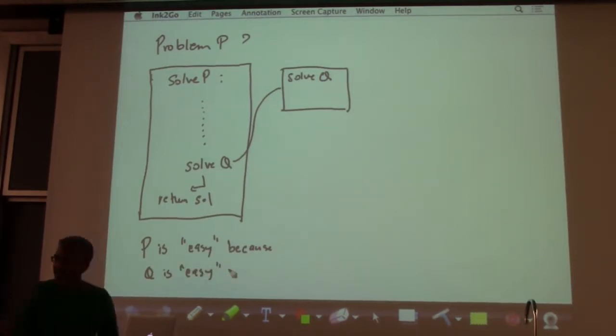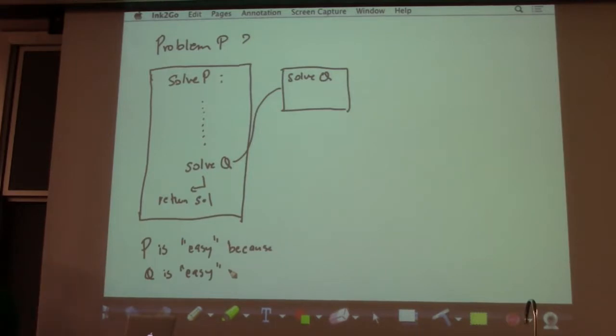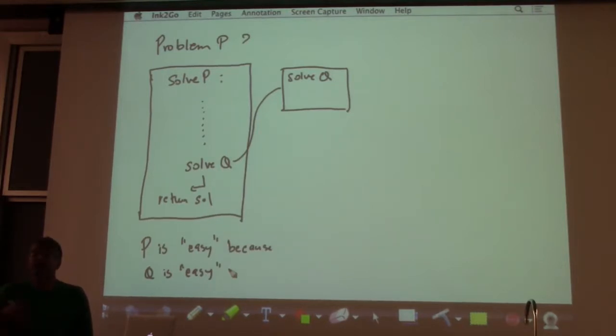And you're very familiar with this kind of idea. In order to solve P and to make it easy, I somehow need to convert it into Q. And maybe there's a Q1, a Q2, a Q3, or maybe I call Q 10 times, I don't know, whatever. I have to call some Qs which I know to be easy, and that allows me to compute that P is easy. This is how you would normally write code.